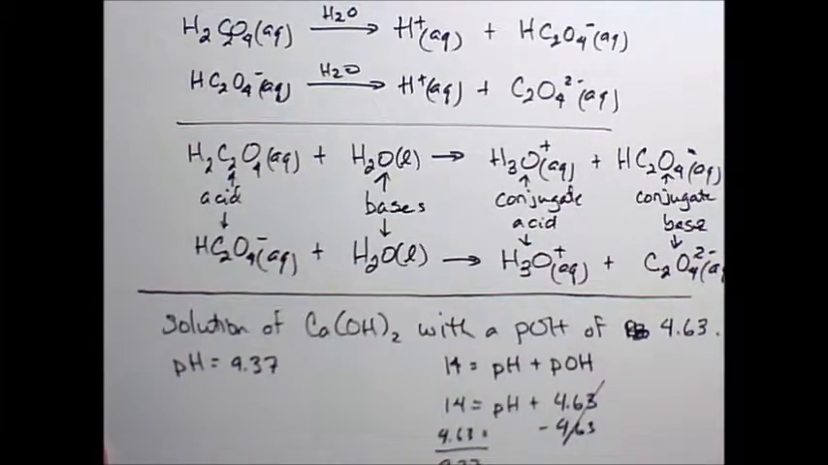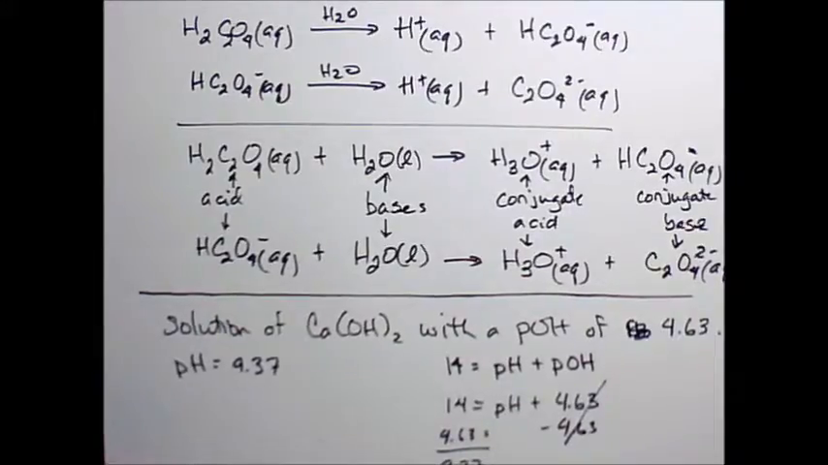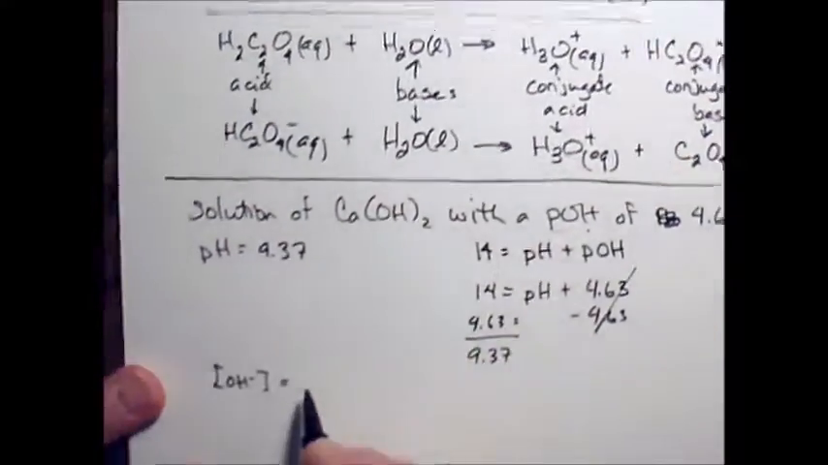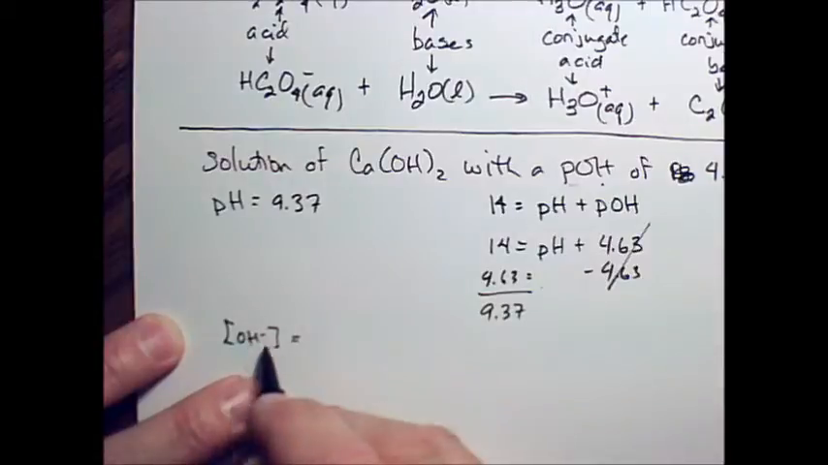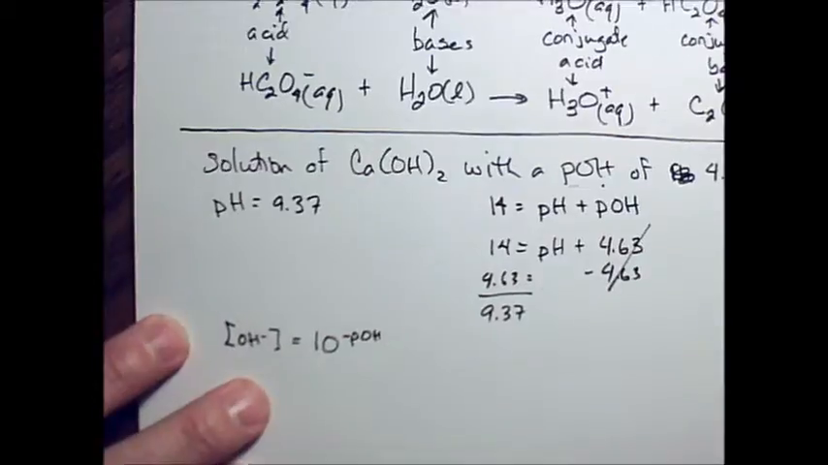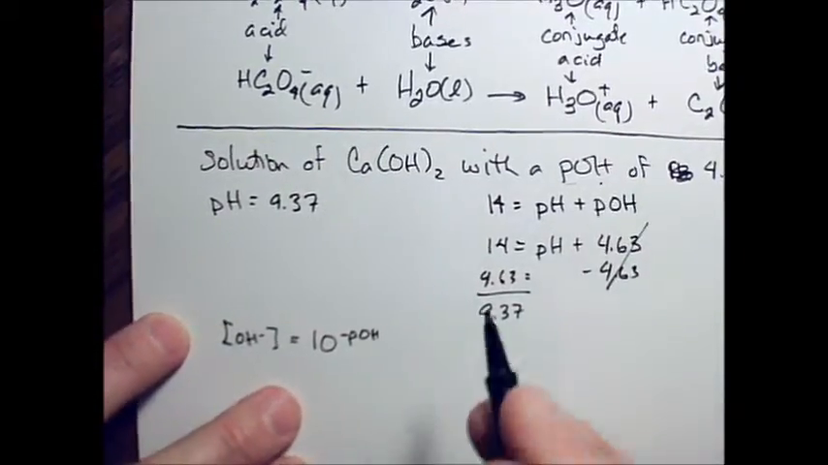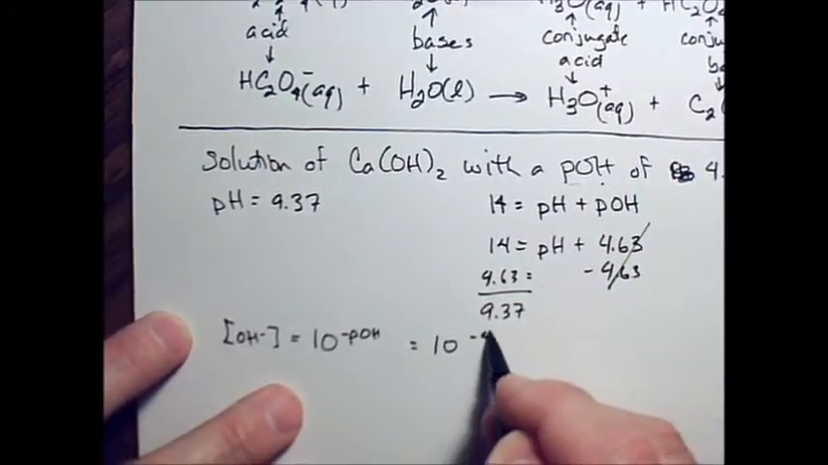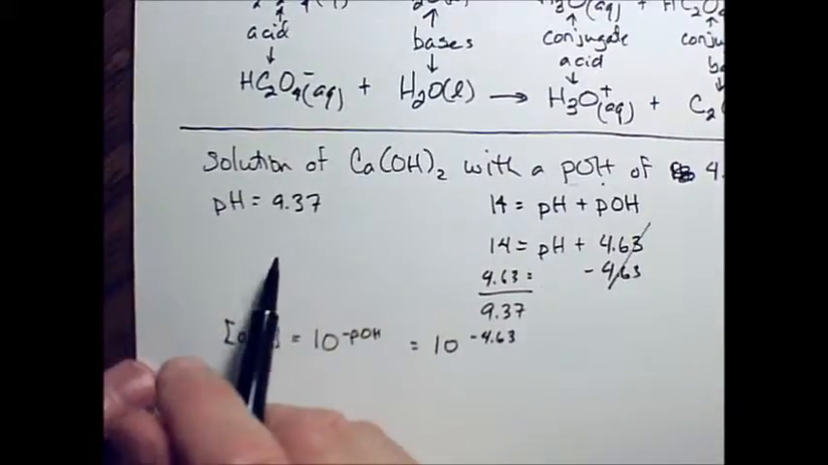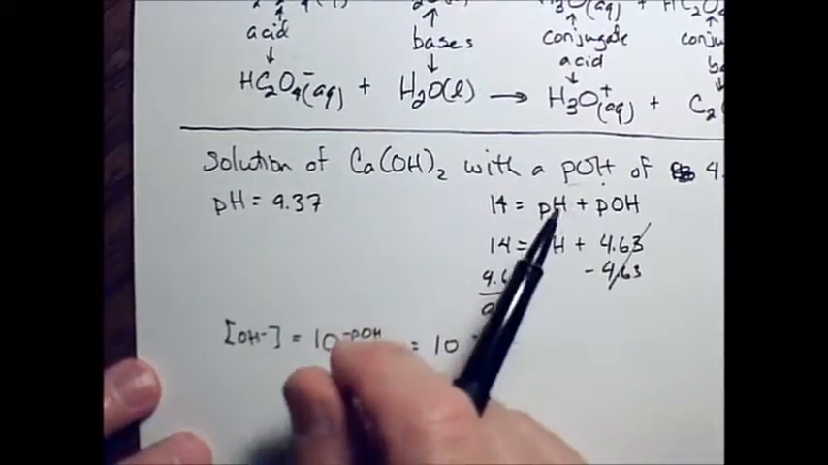Now, to get the OH concentration, if we have the pOH, finding the OH concentration is this equation. The OH concentration is 10 to the negative pOH, so 10 to the negative 4.63. Okay? So you can have decimals in the exponent up there? Well, when you put it in your calculator, you get an answer that's not in decimals.